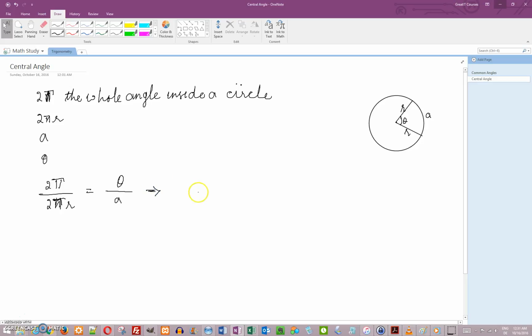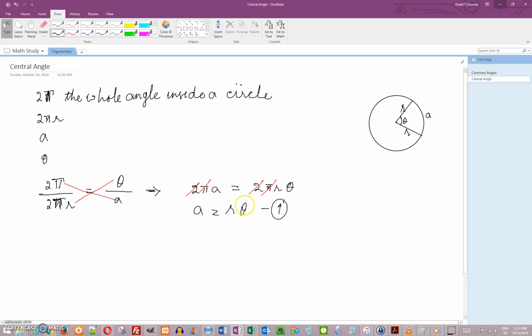Based on this, you can write 2 pi A is equal to 2 pi r theta. You multiply this by this, and that equals this multiplied by this. Then the 2 and the pi can be simplified, so as a result you have A is equal to r theta. We call it equation number 1.